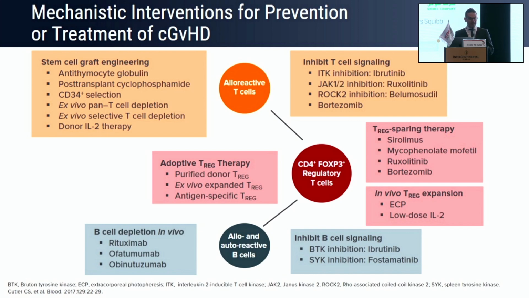The last level of intervention, which we can use in the management of those patients, is alloreactive B cells. For this, we can use a depletion process by CD19-directed therapy, or we could inhibit B cell signaling with either a BTK inhibitor or a SYK inhibitor.